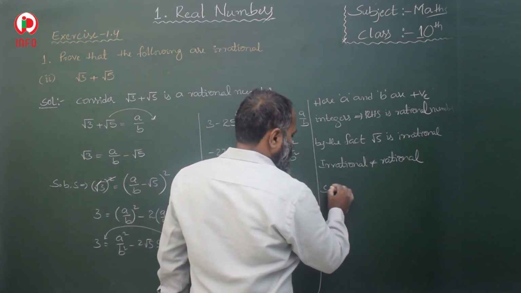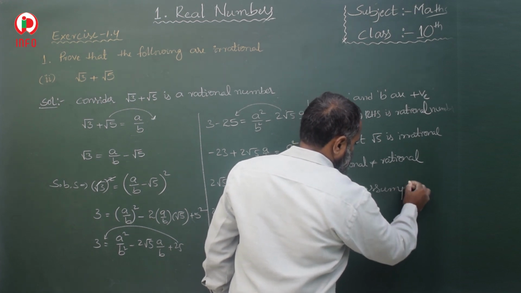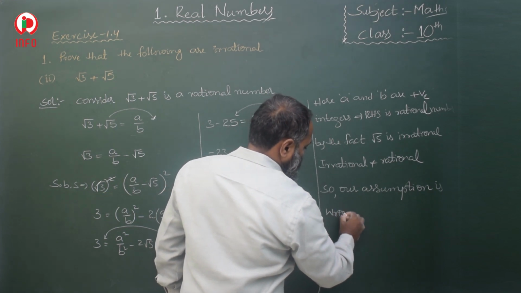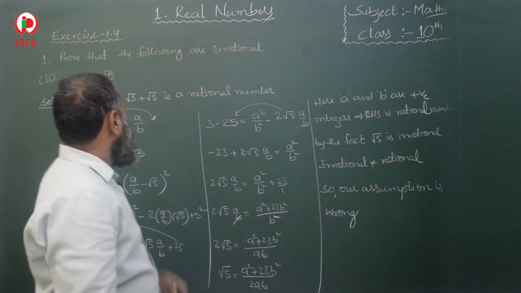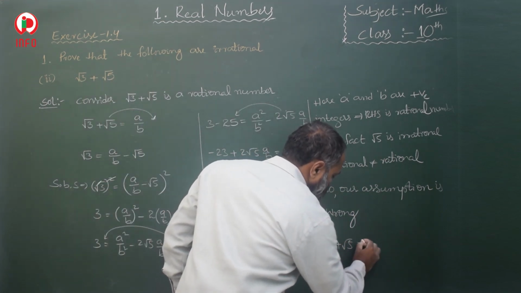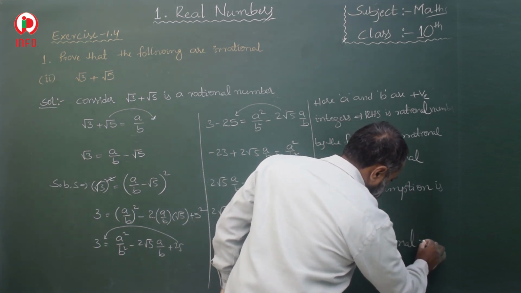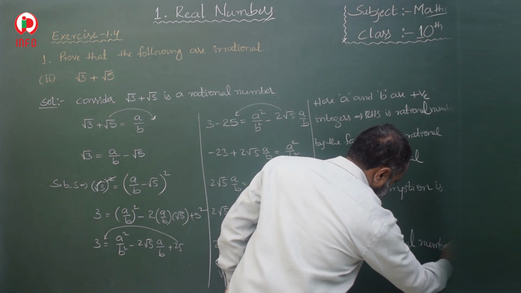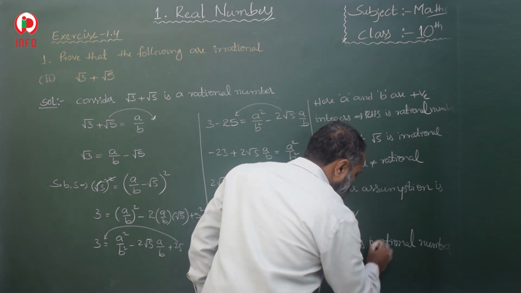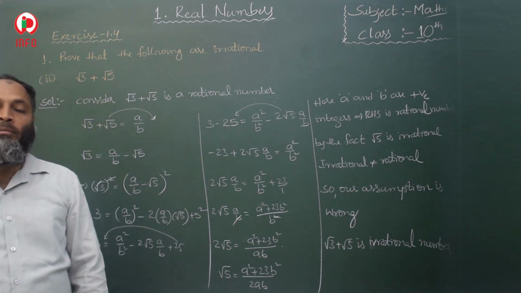So our assumption is wrong. So root 3 plus root 5 is not a rational number, it is an irrational number. Okay.